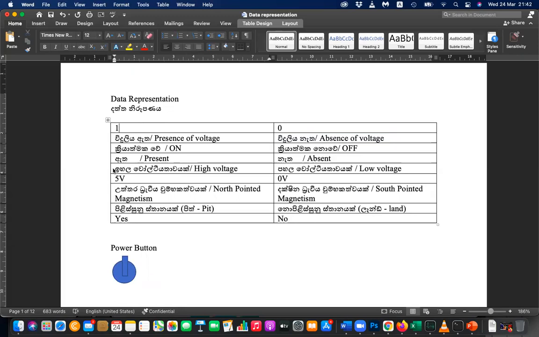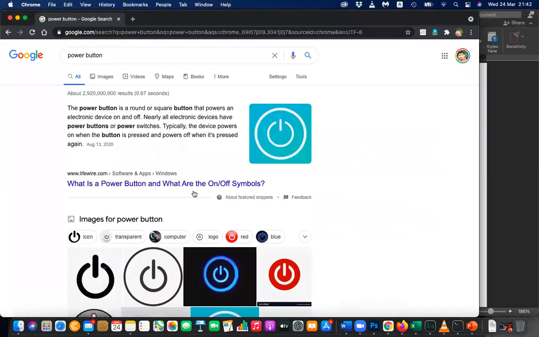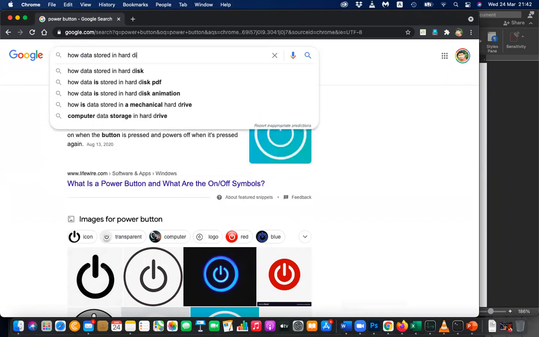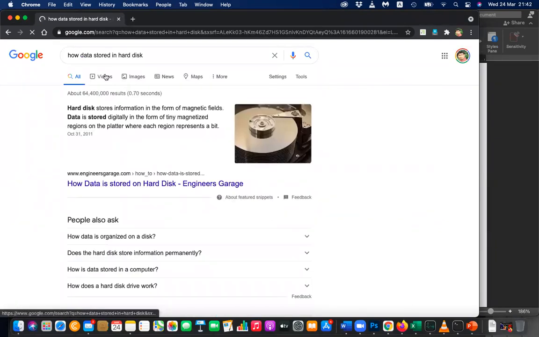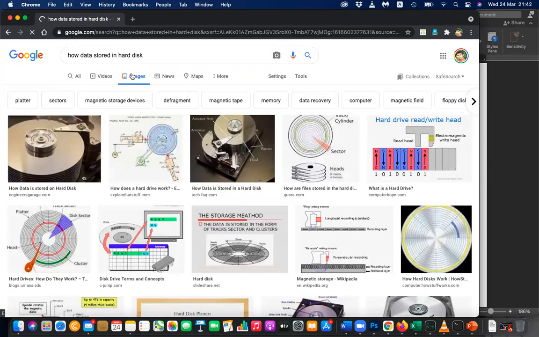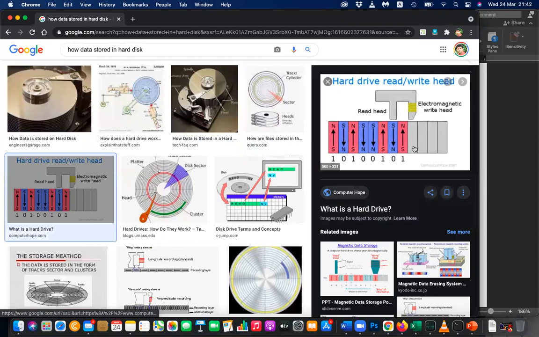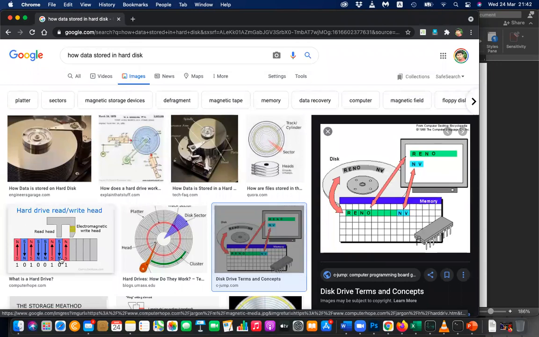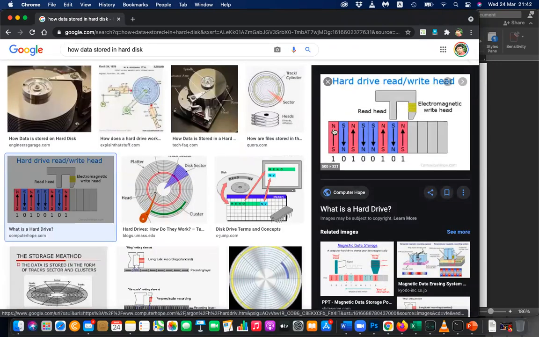So let's see how this is represented in magnetic disks. If you go to Google and search how data is stored in hard disk, you can see this kind of images. There are many explanations like this, but the simplest way to tell this is that 1 is represented using north south and 0 is represented using south north.